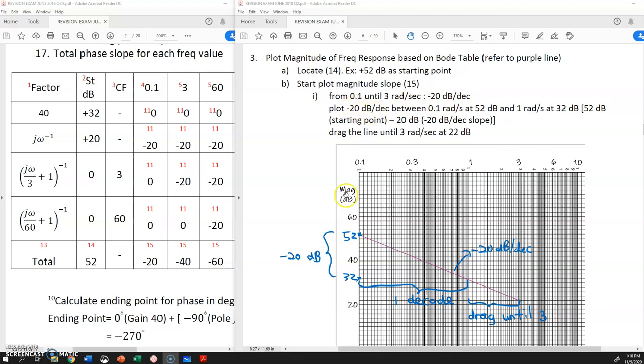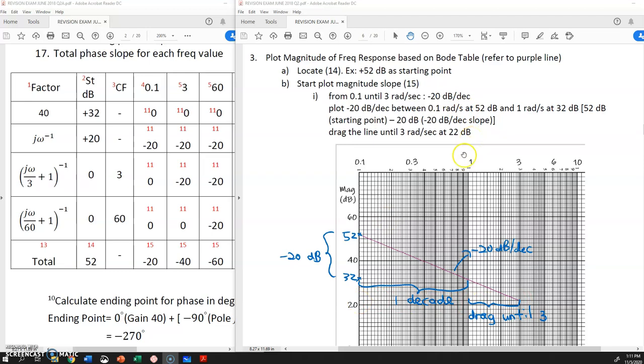So you plot this one between this point, 0.1 at 52 dB, and at this point, 1 radian per second at 32 dB. So you have this slope, and then you drag the line until 3 radian per second at 22 dB. You write this one. Read this coordinate at 22 dB.